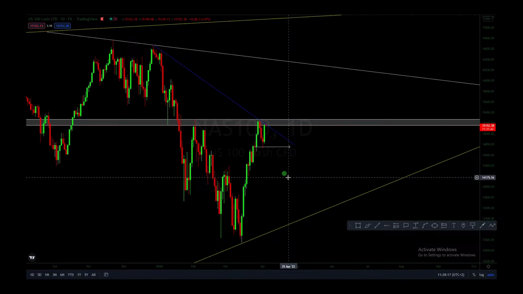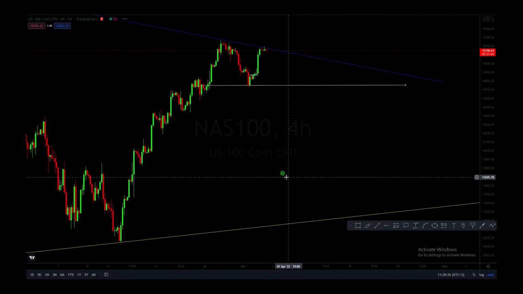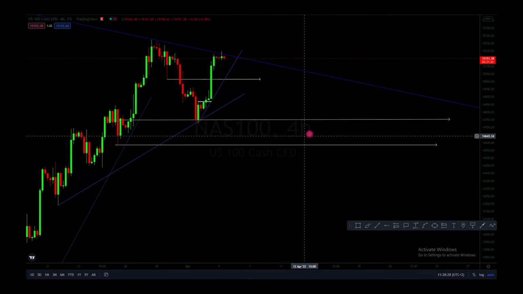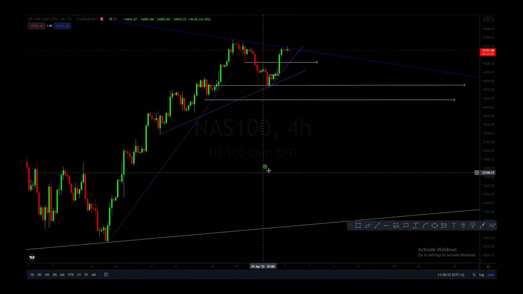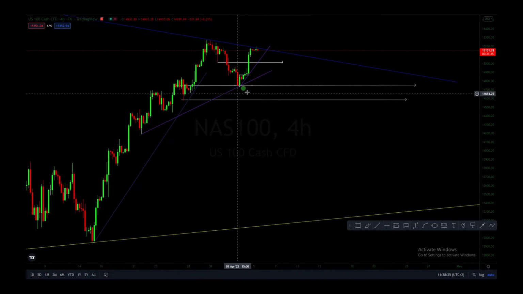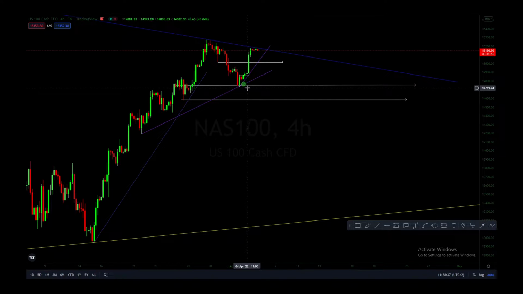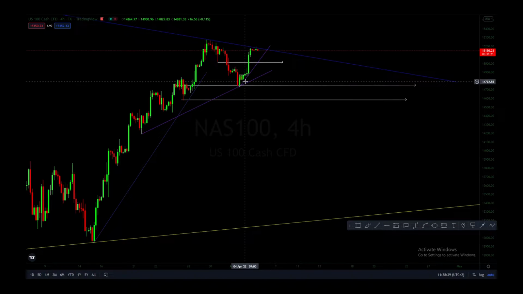So I went into the daily as well. Did I look at the daily? No. I knew that the trend was bearish, right? So I was meant to be long-term bearish and short-term bullish. So I went into my H4. Now the market was in around this area right here.